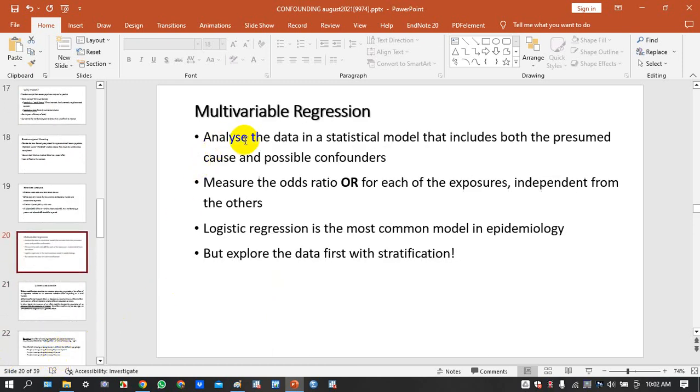We can also control for confounding using multivariate regression. That is, analyze the data in a statistical model that includes both the presumed cause and the possible confounders. Measure the odds ratio for each of the exposures independent from the others. Logistic regression is the most common model in epidemiology. Last time I showed you what logistic regression is. Logistic regression has multiple covariates, and we use it to adjust for confounding. We will see examples very soon.